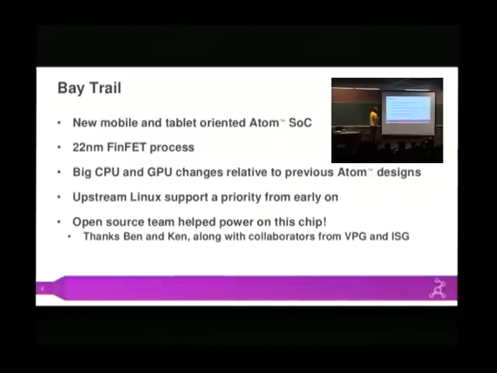It's fabbed on our 22 nanometer process, which isn't our bleeding edge, which is the Broadwell stuff that we're pushing out now that's on the 14 nanometer. But our 22 nanometer process is pretty good. It's pretty mature and works well for us. It's a really big change, both CPU and GPU wise for us on the SoC side, on the Atom side.